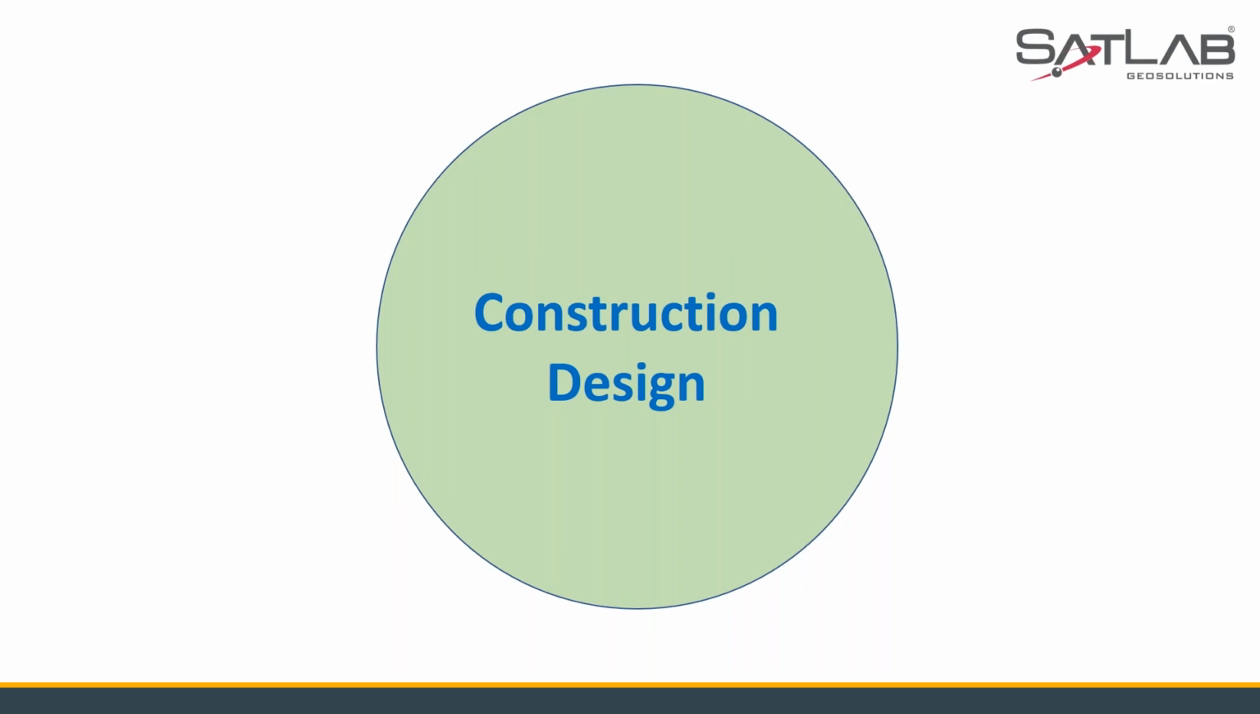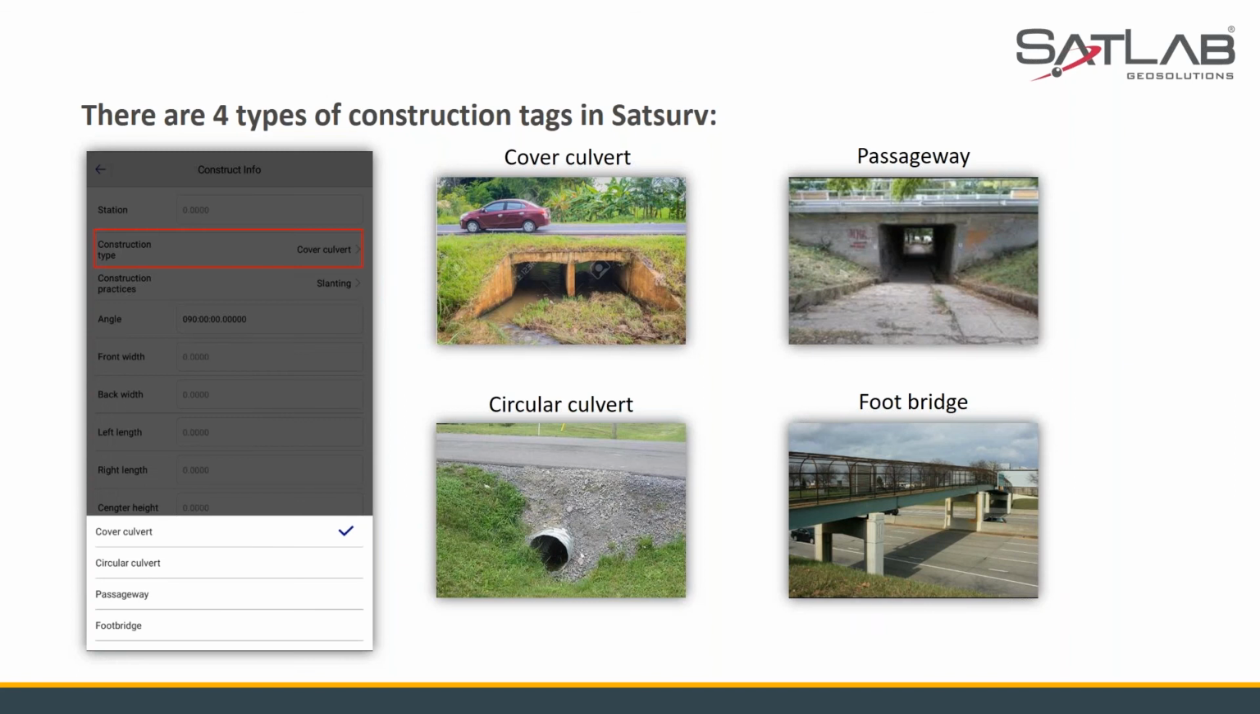We have the cover culvert, or we can call it a box culvert in some countries. This part is my box culvert over here, and there's a circular culvert, or we can call it a pipe culvert. Then there's a passageway, then a footbridge. So let's see how we can design all of these in Satsurv. We have an option over here.